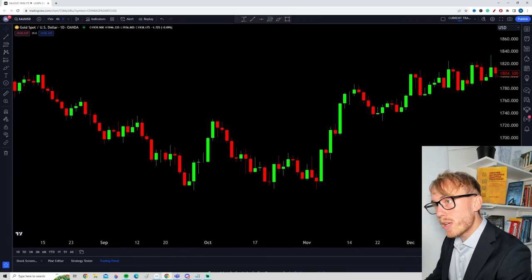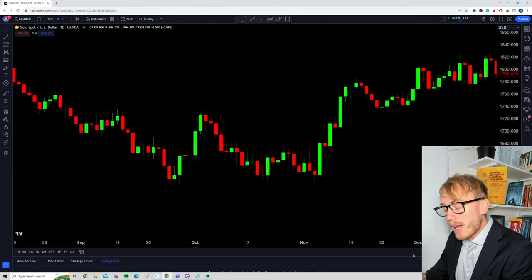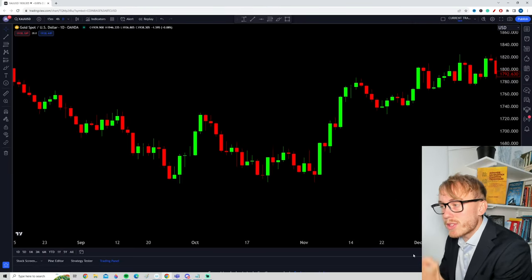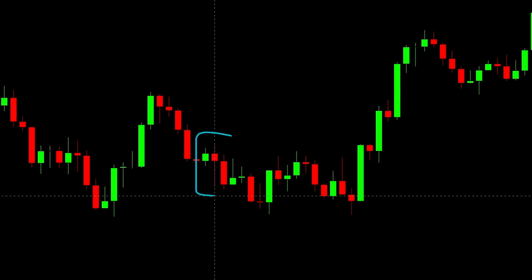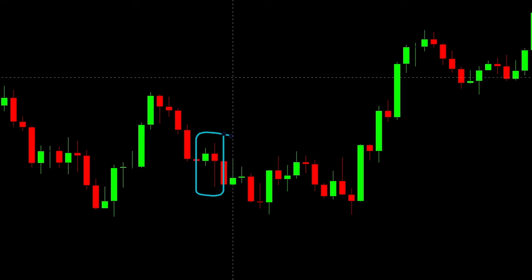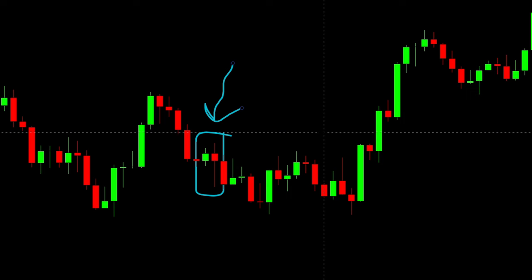So right now as we're speaking, we are looking at gold and we are looking at a daily time frame. And the first lesson here is that candlestick patterns are much more significant if they appear at key levels. So for example, if you take a look at this candlestick right here, this red one, you can see that this one is pretty similar to the candle we talked about earlier in the video.